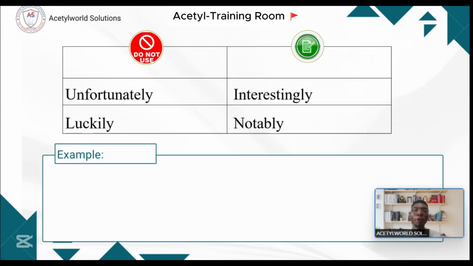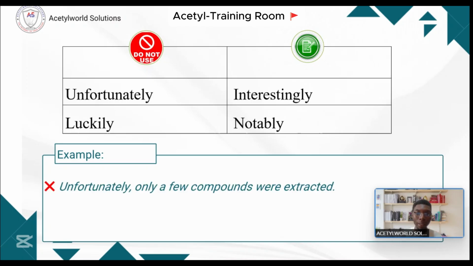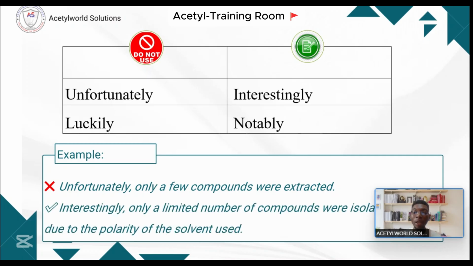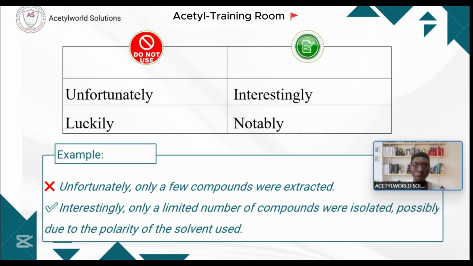you saying unfortunately. Instead of that, you can say what? Interestingly. Instead of saying luckily, you can say what? Notably. Like for example, now instead of saying unfortunately only a few compounds were extracted, that sounds more emotional, you understand? You can say interestingly only a limited number of compounds were isolated, possibly due to the polarity of the solvent used.